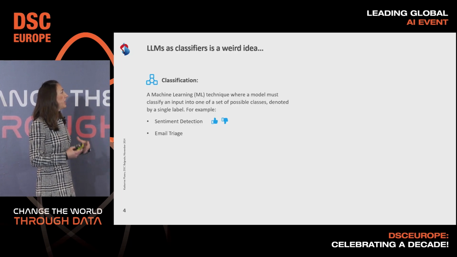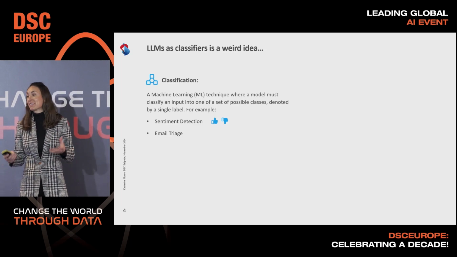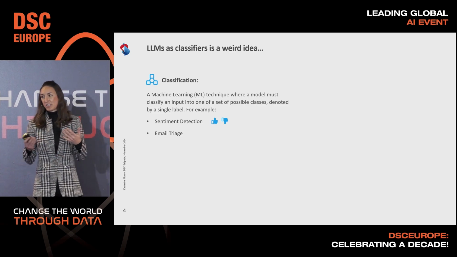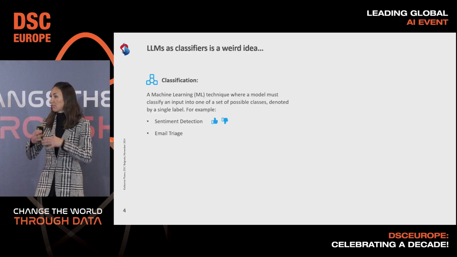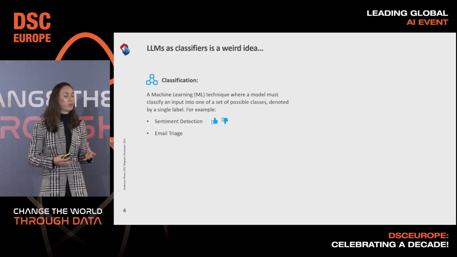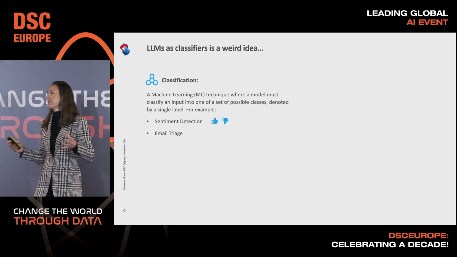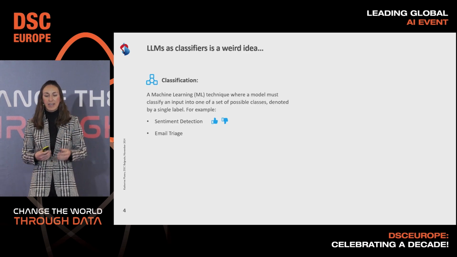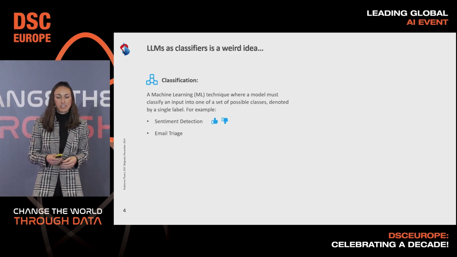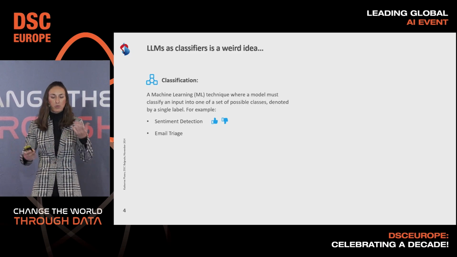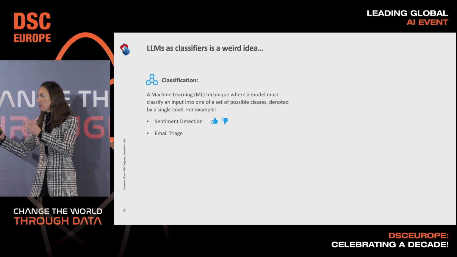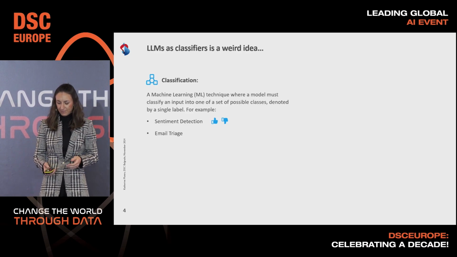So firstly, why is LLMs as classifiers a bit of a weird idea? What is classification, first of all? It's a machine learning task, a pretty old one as well, where the model has to classify an input with one of a set of possible labels: dog or cat, happy or sad, positive or negative in the case of, say, sentiment detection, spam or not spam, which email team should this email be routed to, and so on.